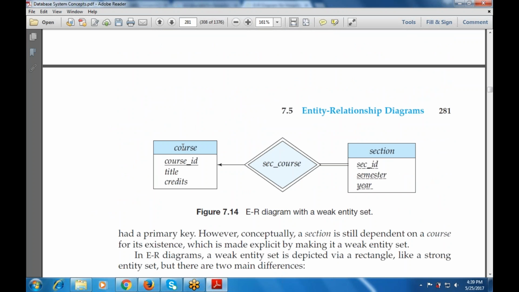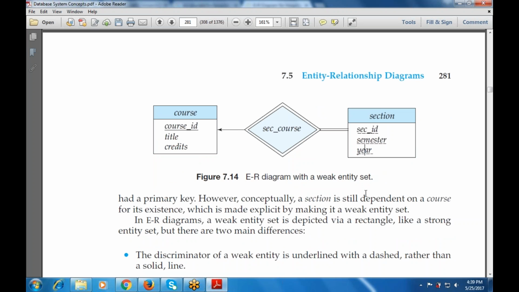So there is a course, there is a section. There is the course ID, title, credits, then there is a section with section ID, semester, and the year. However, conceptually, the section is still dependent on a course for its existence, which is made explicit by making it a weak entity set.